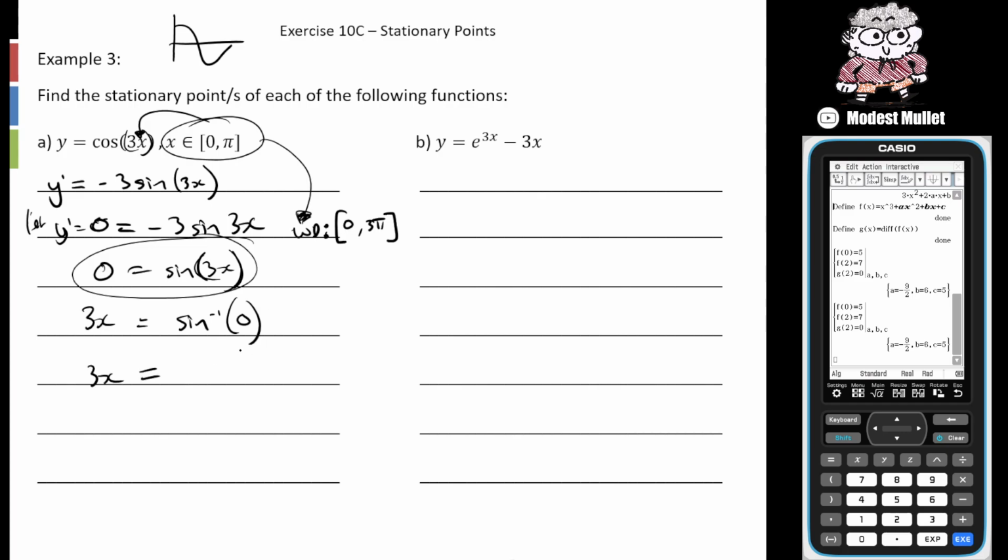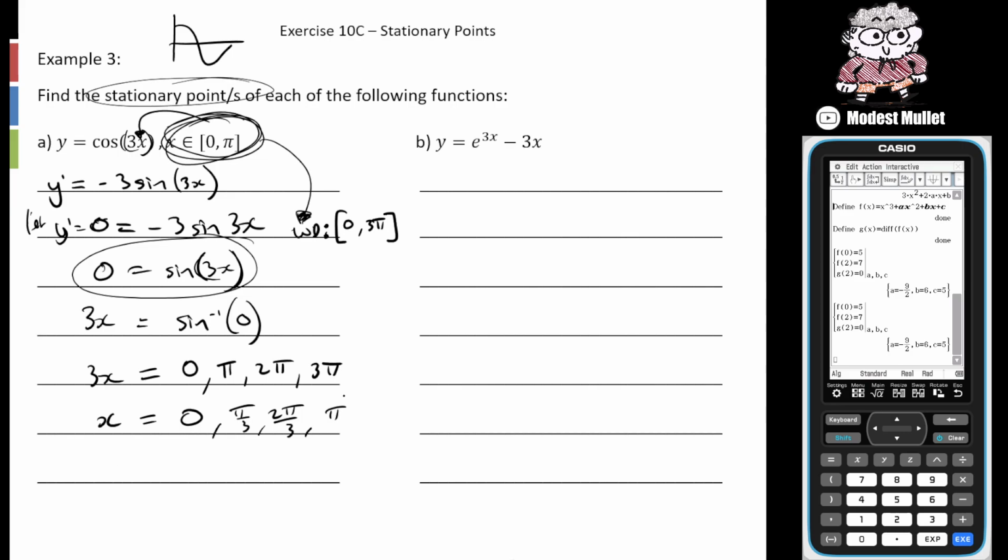3x is equal to, now what angles give me a sine value of 0? Between 0 and 3 pi, that's going to be 0, pi, 2 pi, and 3 pi. Divide both sides by 3, we get 0, pi on 3, 2 pi on 3, 3 pi on 3, which is just pi. And all of those are inside our domain, so that works.